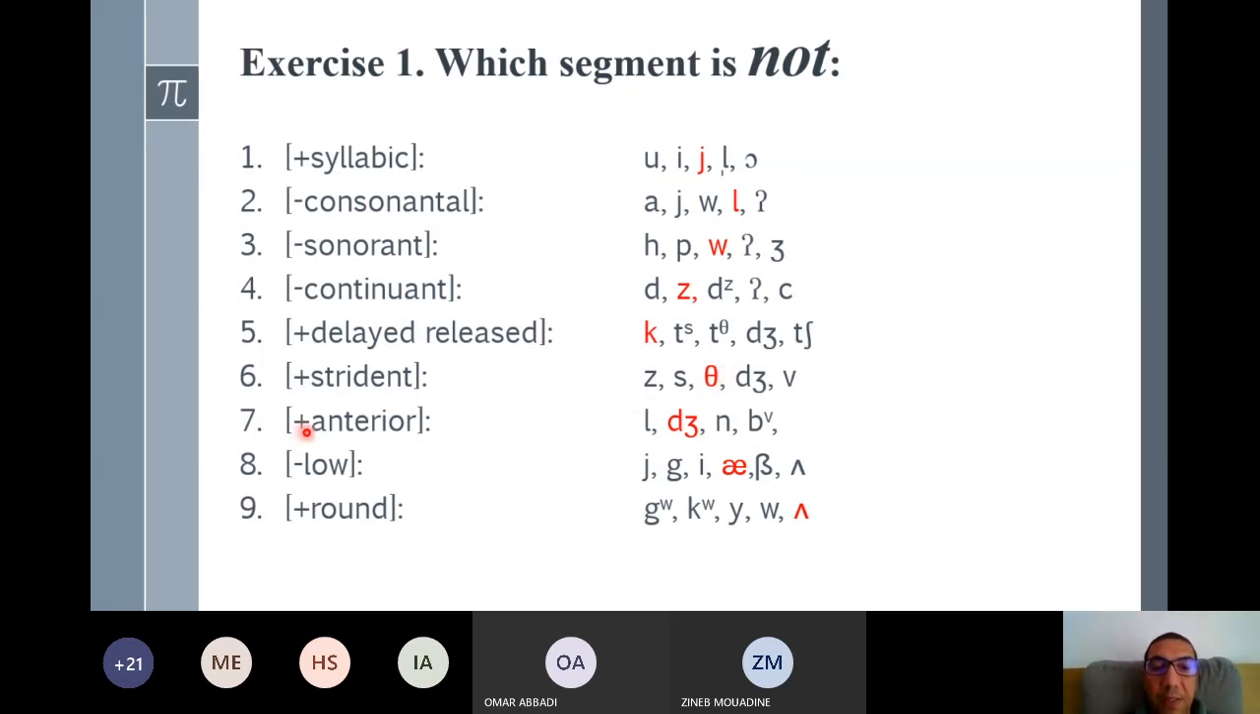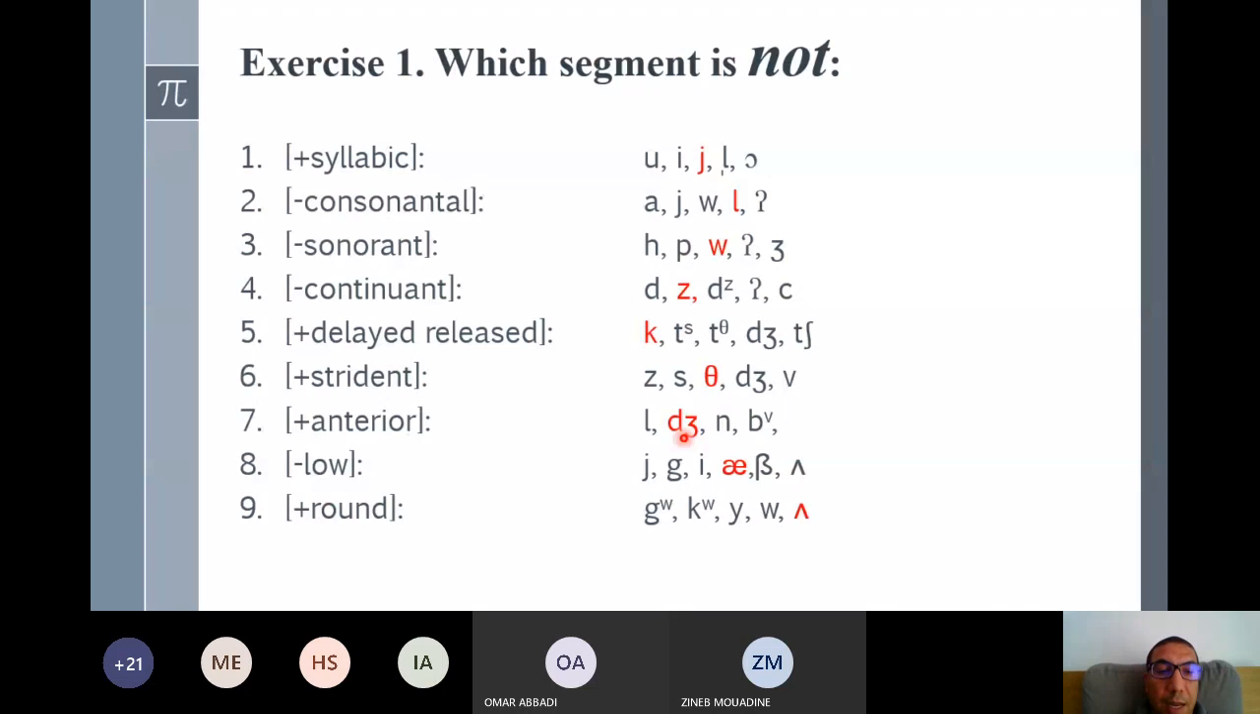Number seven, the feature plus minus anterior. Plus anterior are sounds that are articulated at the coronal and especially at the alveolar ridge and in front of the alveolar ridge, so that coronal l and n and labial b are all plus anterior. And following the post-alveolar region, all sounds that are produced from the post-alveolar region and backwards are minus anterior.